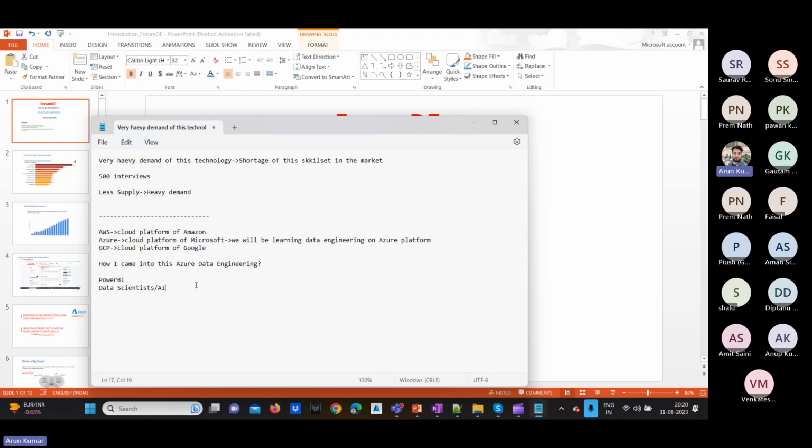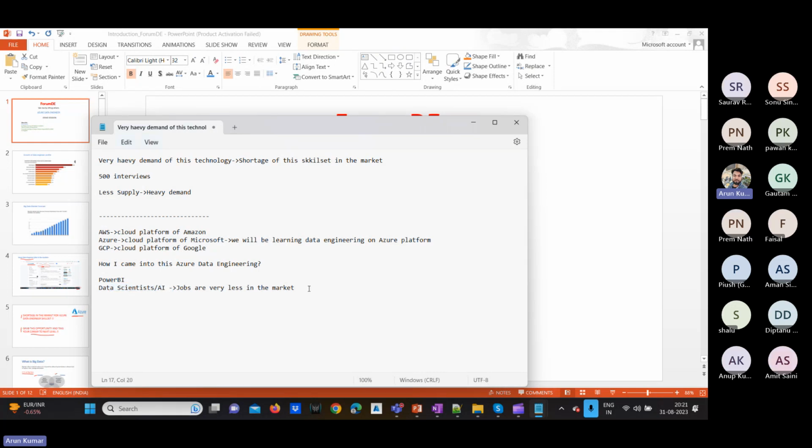At that time I came to know that jobs are very less in this profile. I will prove this in front of you. Not only less, it is very less. People have invested 7 lakhs, 10 lakhs in learning this profile, but they are not getting calls. This is the reality. I also learned this technology and I was not getting calls. Very few calls I was getting, and I got very frustrated at that time.